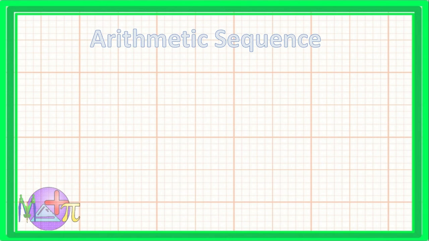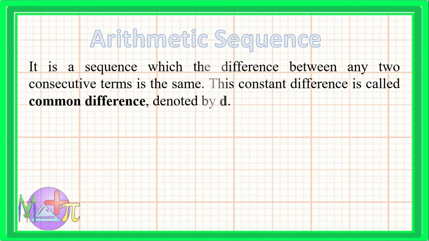Again, define natin ano ba yung arithmetic sequence. An arithmetic sequence is a sequence in which the difference between any two consecutive terms is the same. This constant difference is called the common difference, denoted by small letter d. Example of arithmetic sequence together with its common difference.